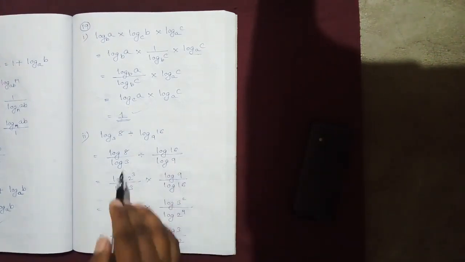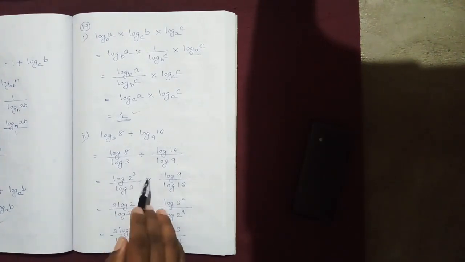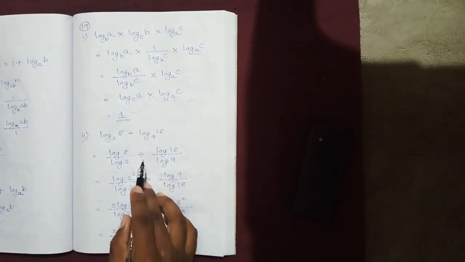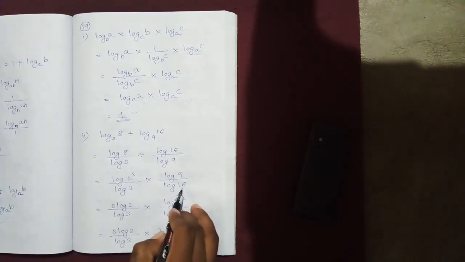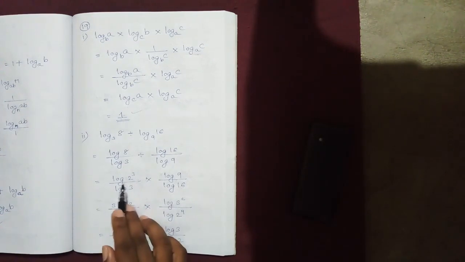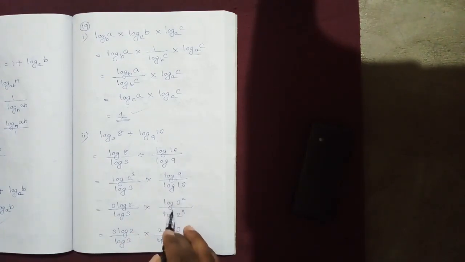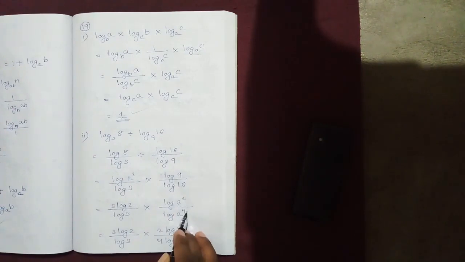Now log 8 can be written as log 2 power 3, then by log 3. Into log 16, sorry, this is division, this can be changed to multiplication. So we have to write log 9 by log 16, taking the reciprocal of this. Log 2 power 3 is 3 log 2 using power law of logarithm, by log 3, into log 9 can be written as log 3 power 2, log 16 can be written as log 2 power 4, at the base 10.